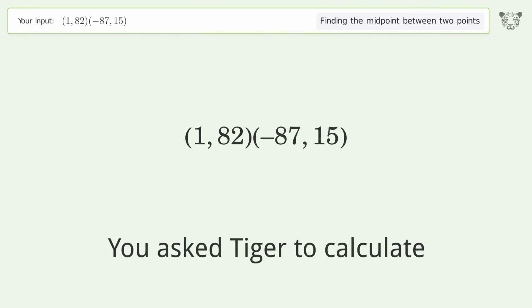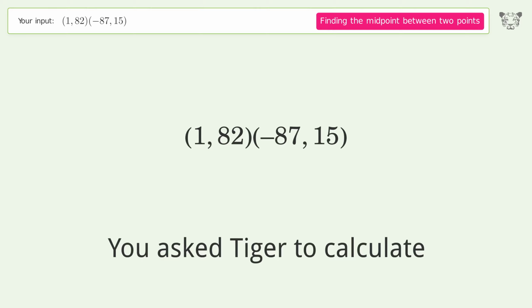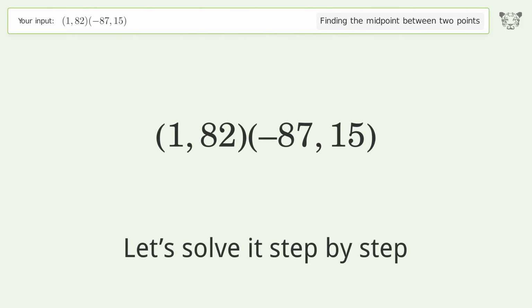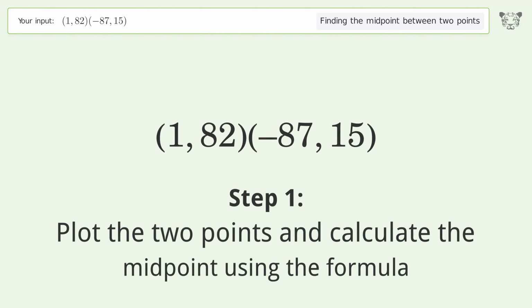You ask Tiger to calculate. This deals with finding the midpoint between 2 points. The midpoint between the 2 points is negative 43, 48.5. Let's solve it step by step. Plot the 2 points and calculate the midpoint using the formula.